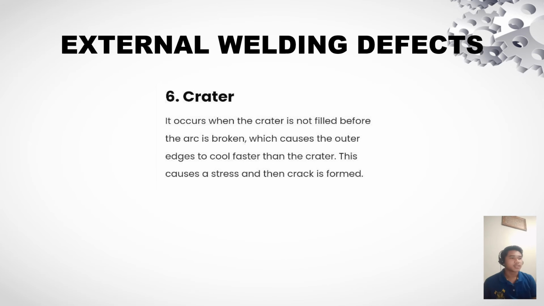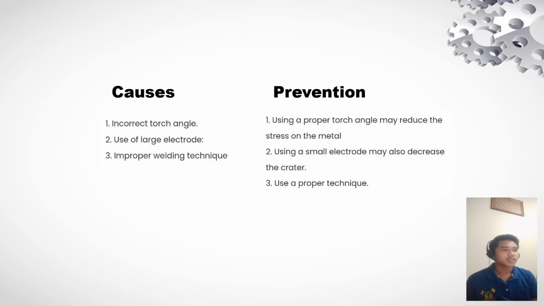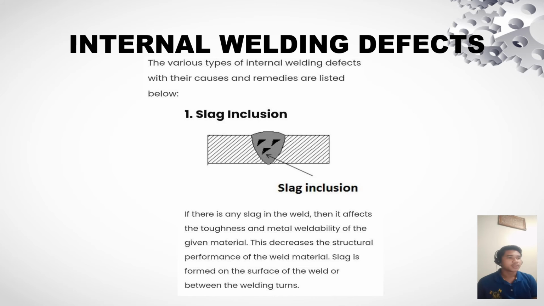Yang keenam, crater. It occurs when the crater is not filled before the arc is broken, which causes the outer edge to cool faster than the crater. This causes stress and then a crack is formed. Puncanya adalah incorrect touch angle, use of a large electrode, improper welding technique. Prevention: using a proper touch angle may reduce the stress on the metal. Using a small electrode may also decrease the crater. Use a proper technique. Okay, sekarang kita berpindah pada internal welding defect.